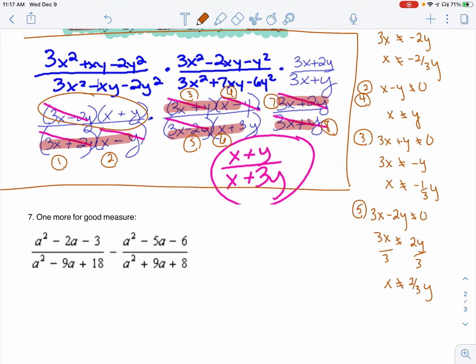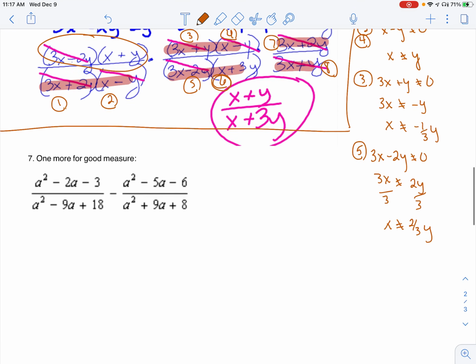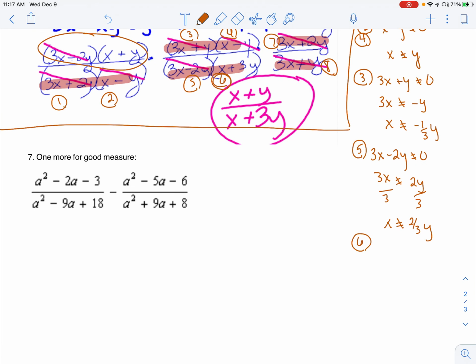Let's look at the sixth one. So here's the sixth one. It's x plus 3y. There's a lot here. X plus 3y is not allowed to be 0. So it's x is not allowed to be negative 3y.